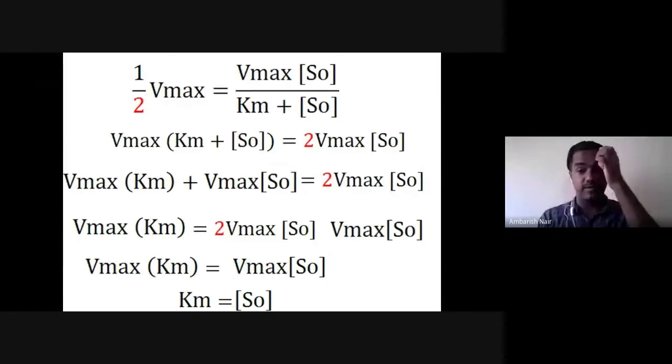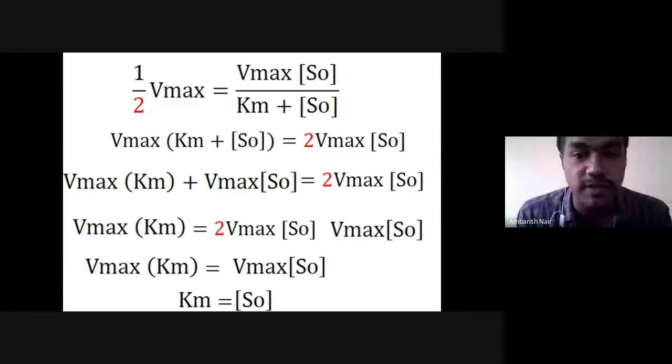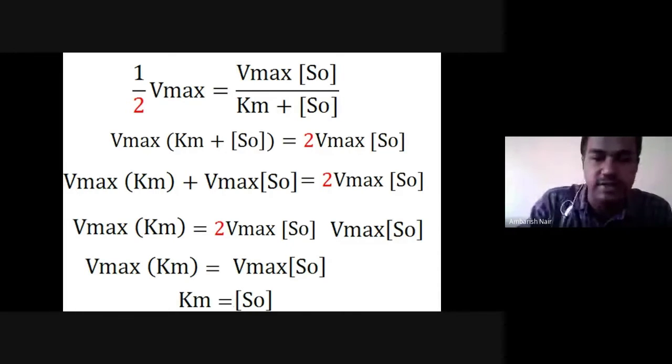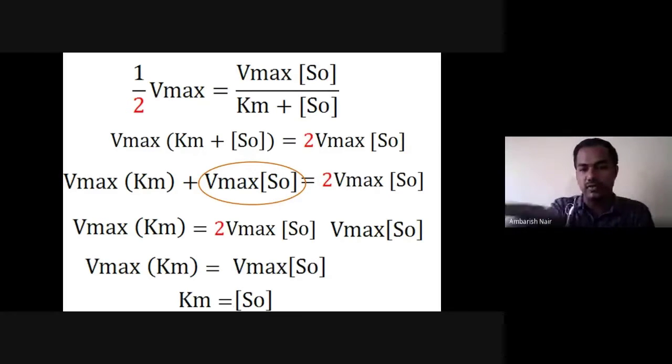I hope my mathematics is correct. If I am wrong, you can put it in the chat box. So it is a simple cross multiplication. If I solve this further, I'll get V max into Km plus V max into S naught is equal to 2 V max into S naught. Further, I am subtracting 1 V max from 2 V max. From this V max, I'm taking it to the right side, so I can subtract it. 2 V max minus 1 V max is V max into S naught. So on one side it is V max into Km, on the other side it is V max into S naught.